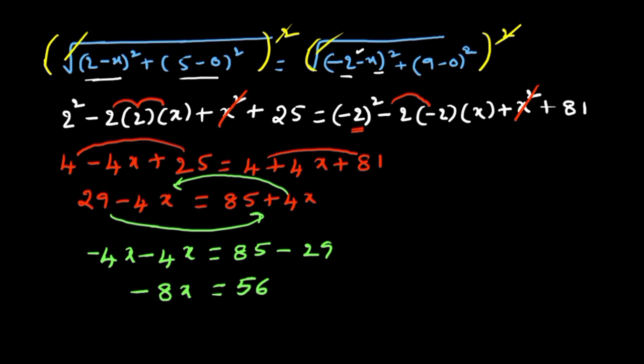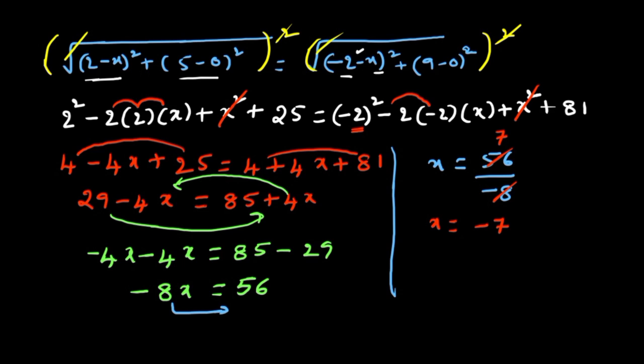Now x is equal to 56 divided by minus 8. Cancelling by the 8 table, 8 sevens are 56, so the value of x is minus 7. Therefore the point on the x-axis, which we took as P(x, 0), is (-7, 0).